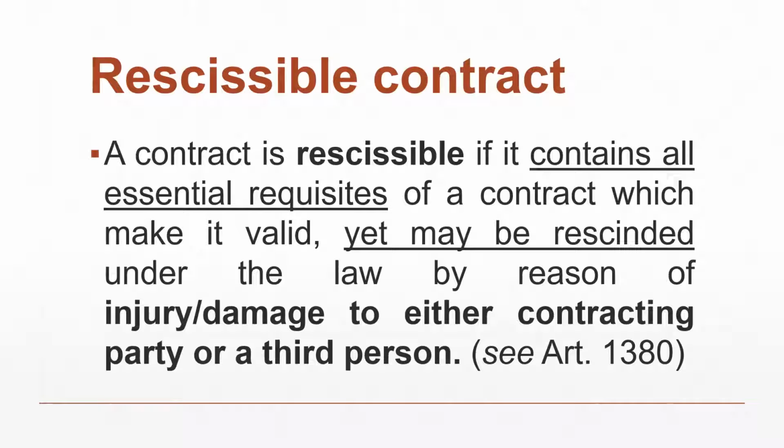So this rescissible contract is an otherwise valid contract. All of the essential requisites for a valid contract are present. However, what differentiates a rescissible contract from a valid contract is that a rescissible contract may be rescinded. For what reason? By reason of injury or damage to either contracting party or a third person. So merong element of injury, merong damage, yung tinatawag nating lesion to either of the contracting parties or to a party outside the contract, yung third person.